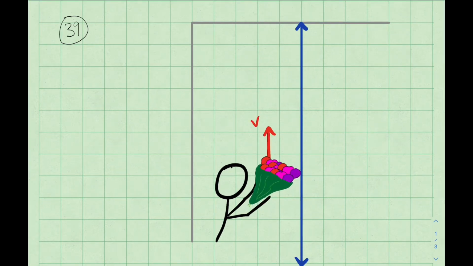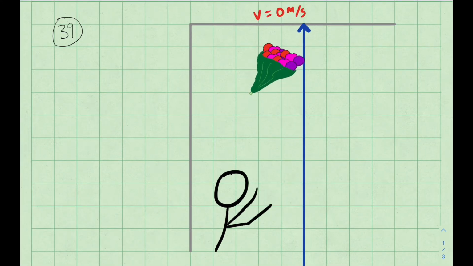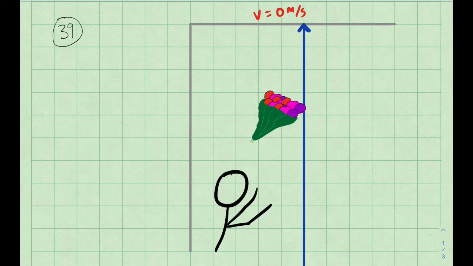We can also see that the velocity is going to decrease, right? Here's some slow motion of the bouquet moving up. It's going to decrease. That velocity vector was decreasing. And the acceleration, okay, of the bouquet is going to be the same everywhere, just like in number 36.